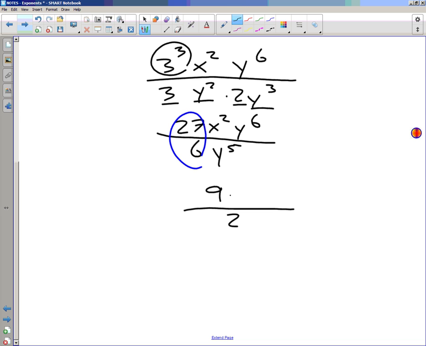Got that x squared, nothing much to do with that. However, we do have a y to the 6th on the top, a y to the 5th on the bottom, so we should be able to cancel some y's. All 5 of those y's on the bottom are going to cancel with some y's up top, and it's only going to leave one y left over on the top.